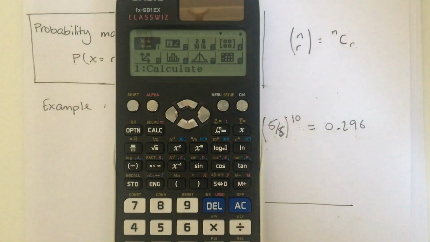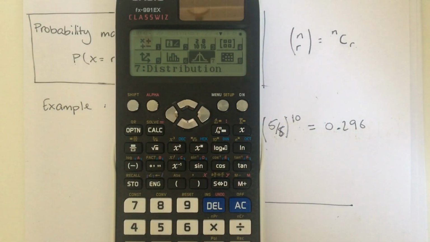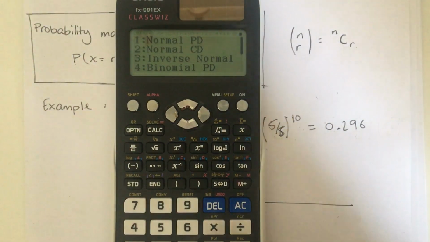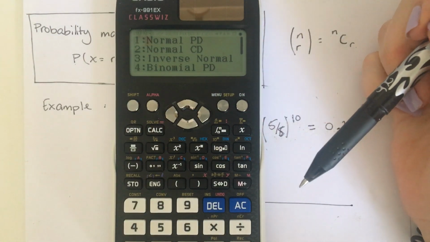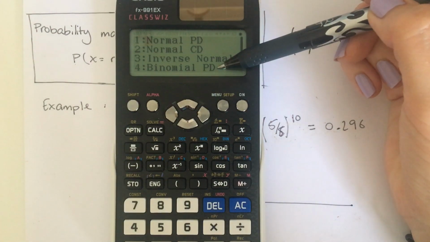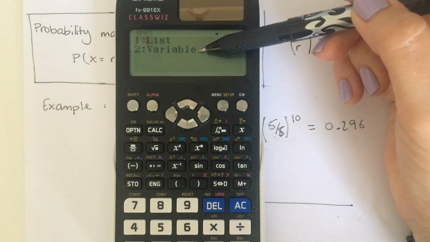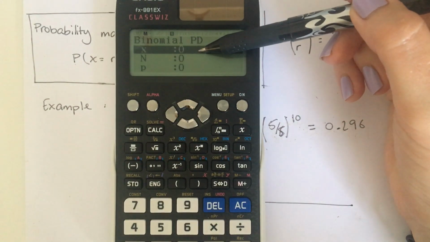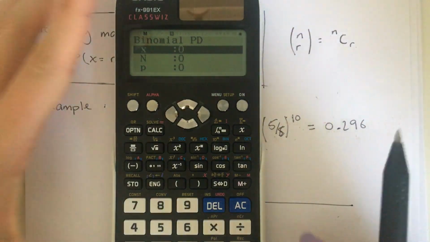If I go into my menu, and then I'm looking for distributions, which is this one here, equals, and then you've got several options here depending on what kind of distribution you want your calculator to work out. We want binomial, so I'm going to select option 4. And then we want to select variable, so option 2. And then here it will work out my binomial distribution for me.